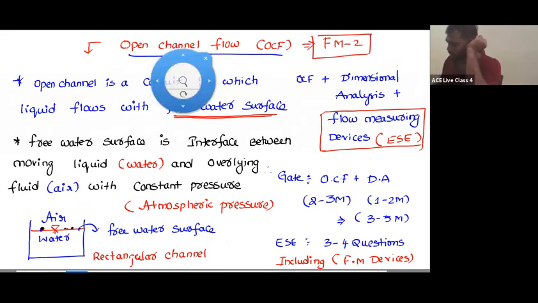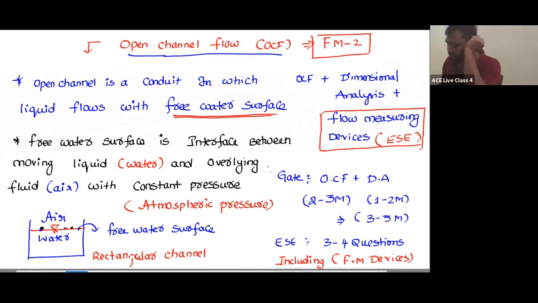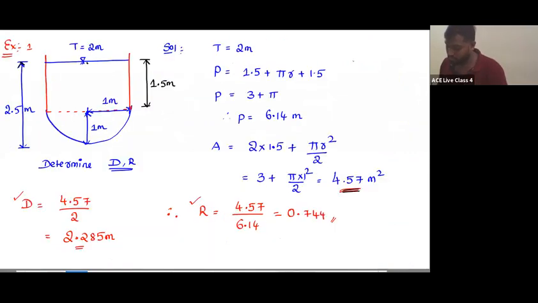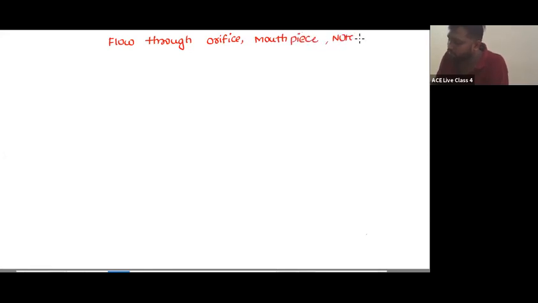Okay. Now let's see the new chapter. Flow measurements are flow through orifice, mouthpiece, notches, and weirs.